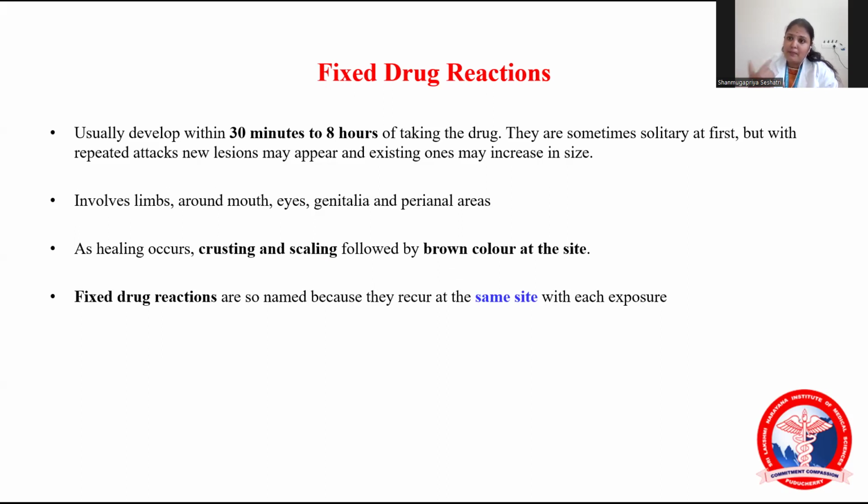For example, 1 month back, she developed a perioral discoloration. Again, after 1 month, if she consumes the same tablet, she might develop the same perioral discoloration. That is why the name is fixed drug reaction. It occurs at the same site on each exposure.